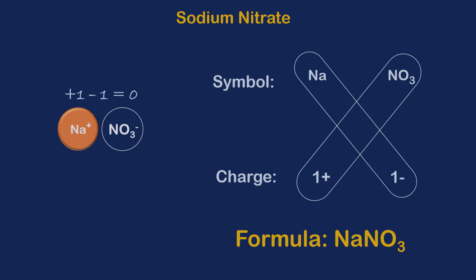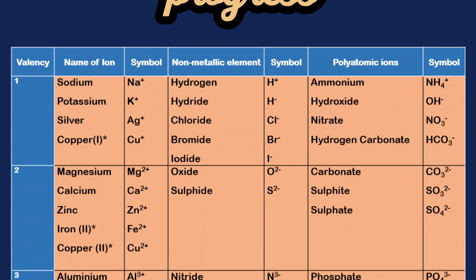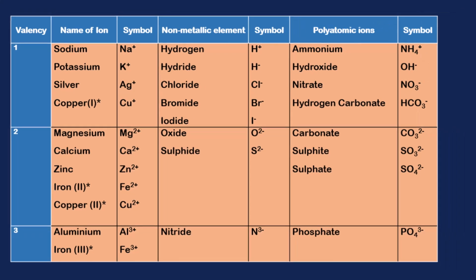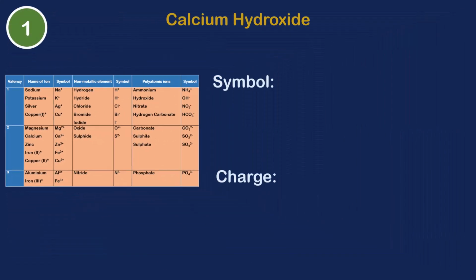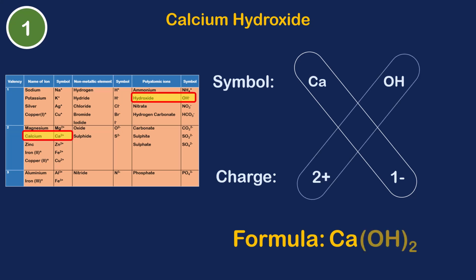Okay, today instead of our usual quiz, we will practice writing more chemical formulas. Let's use this table for reference. Ready? First one, calcium hydroxide. From this table, we can see that calcium is Ca with a double positive charge and hydroxide is OH with a single minus charge. So what is the formula? It is 1 Ca and 2 OH, Ca(OH)2.